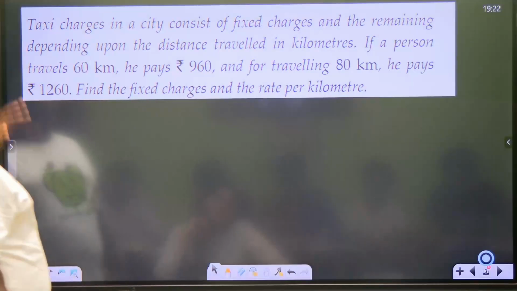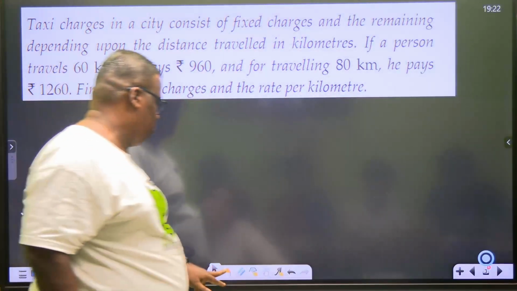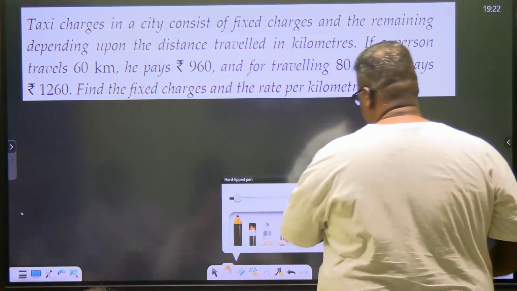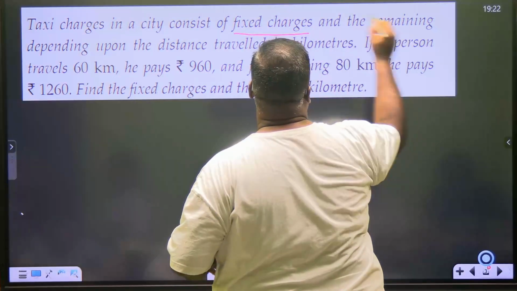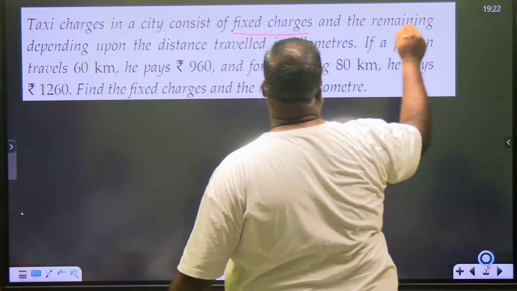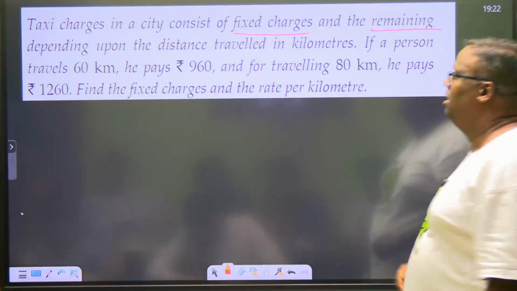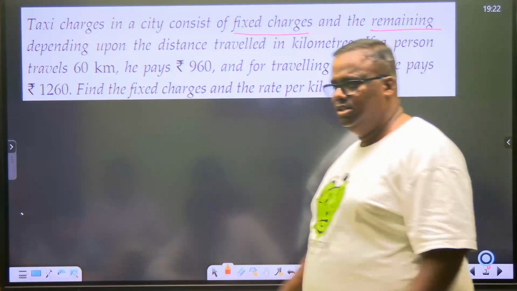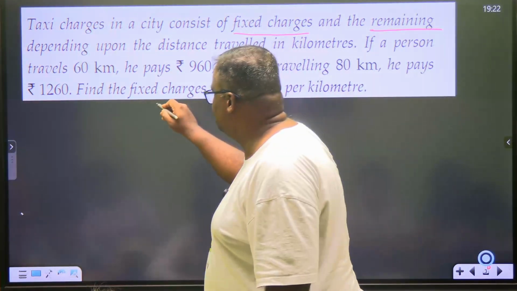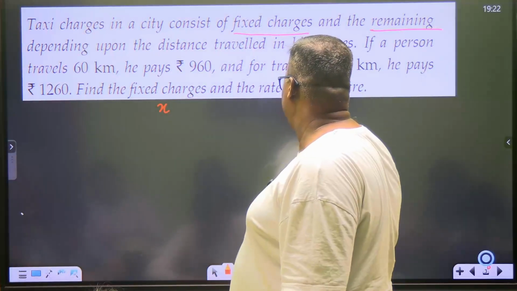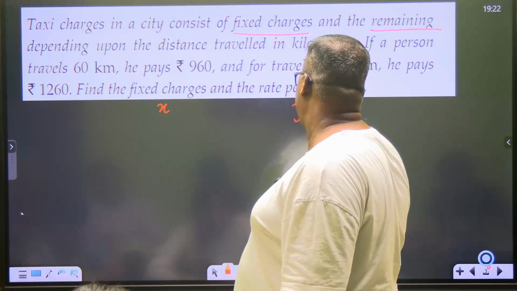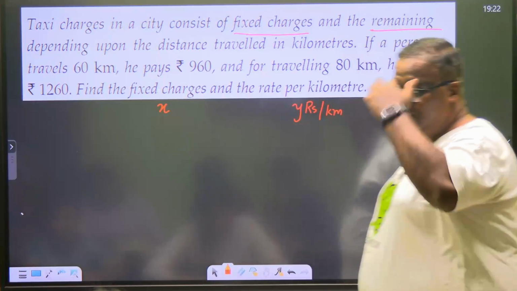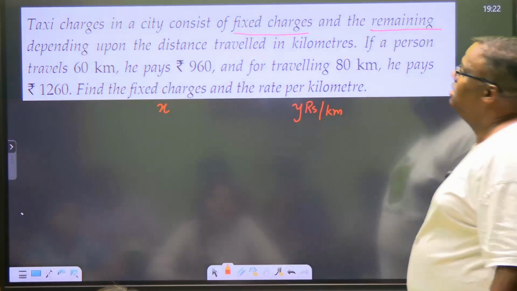What does it say? Taxi charges have a fixed charge. So every taxi charge has got a fixed charge, and the taxi has also got a variable charge depending upon the distance. So this is the variable part. So you have to find fixed charge and rate per kilometer. So ले लीजिए. Fixed charge you can take as what? X, and rate per kilometer is Y rupees per kilometer.